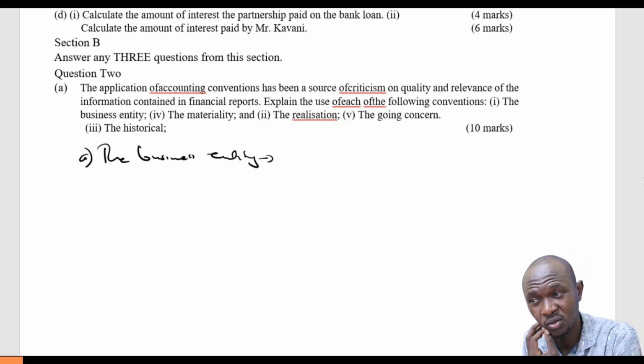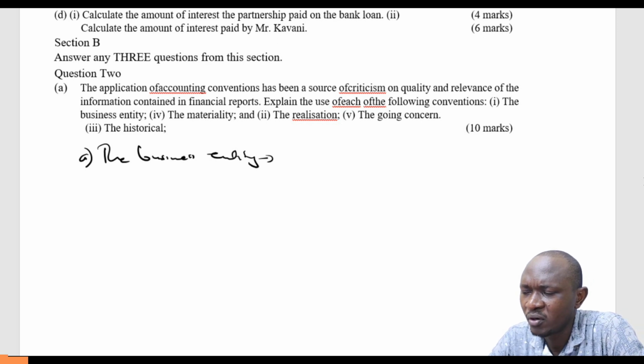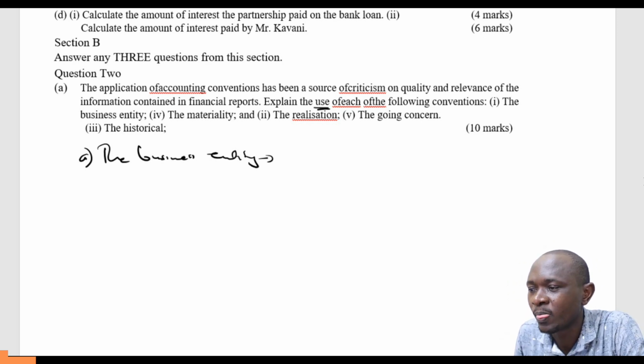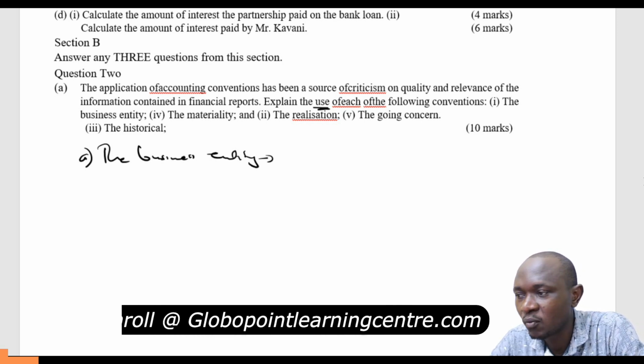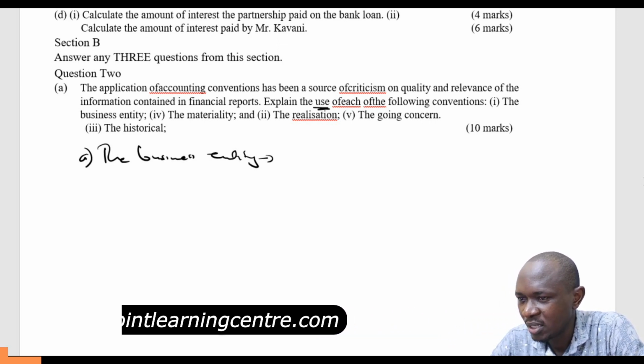The application of accounting conventions has been a source of criticism on quality and relevance of the information contained in financial reports. Explain the use of each of the following conventions. So the question doesn't want us to explain why the conventions have been a source of criticism on quality and relevance. Instead, the question wants us to explain the use of each of the following conventions. So we'll stick to what the question is asking us. So, the first one, the business entity.